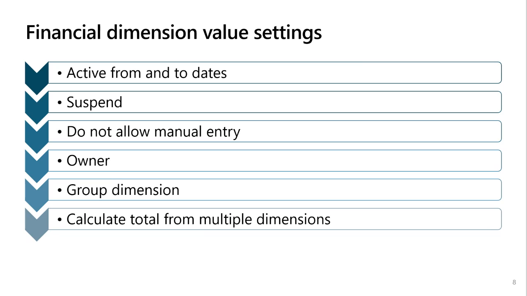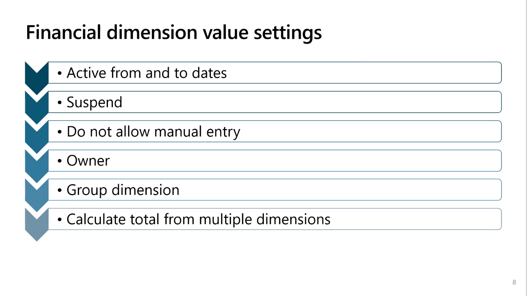Next is the ability to calculate a total from multiple dimensions. This is a way to create a quote-unquote placeholder in your dimension values that is used to roll up multiple dimensions. This is typically used for reporting and inquiry purposes. You can view and see these dimension values in a variety of places throughout the system, but it is important to note that the suspend checkbox is enabled automatically when you select this option to ensure that no transactions can post into the dimension value.